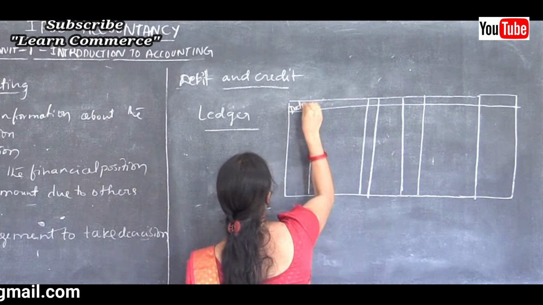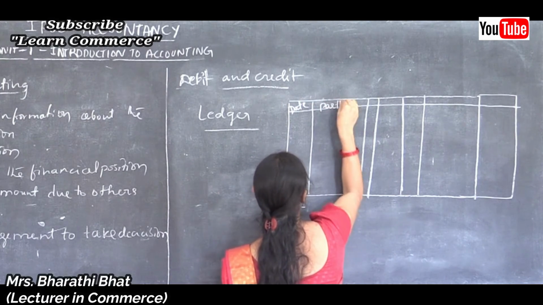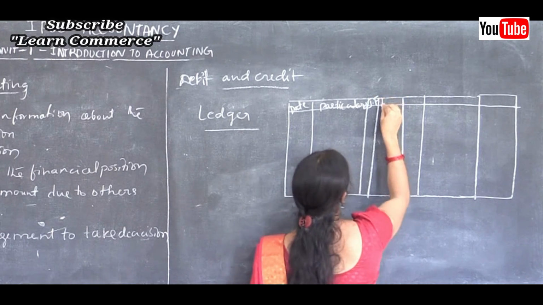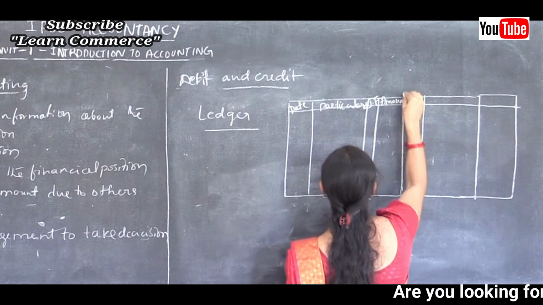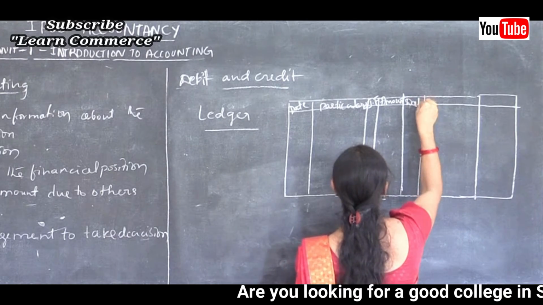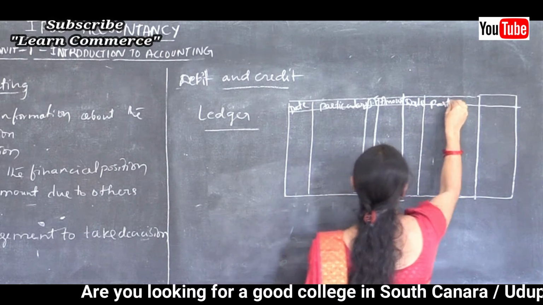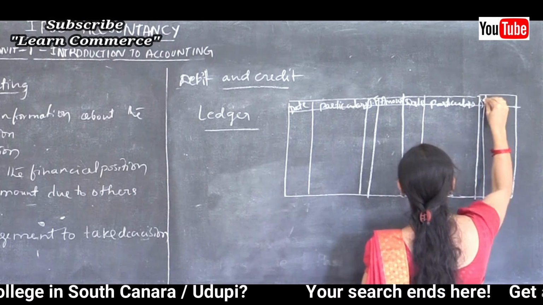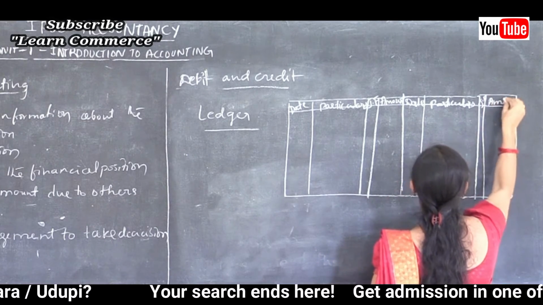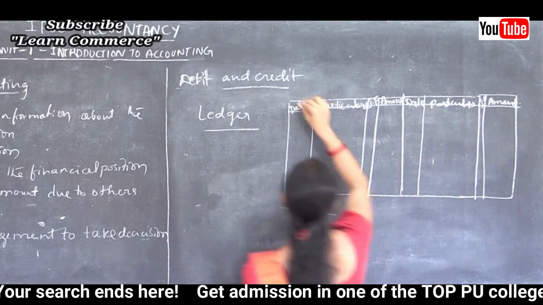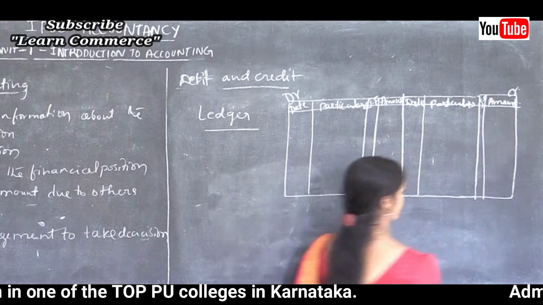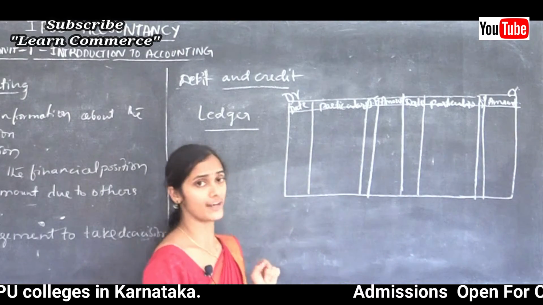date, particulars, JF, and amount. JF means journal folio. Here again date, particulars, again JF and amount column. Here two sides, one is debit side, another one is credit side. Debit side and credit side.